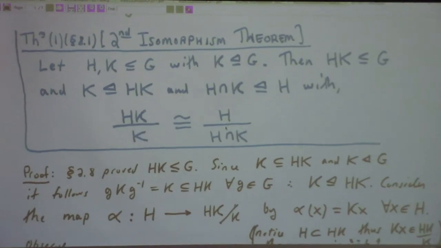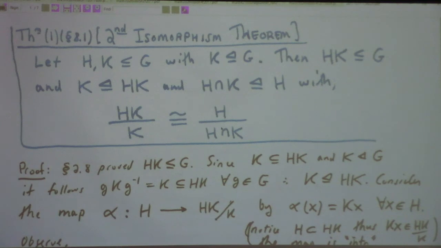Then we get the second isomorphism theorem, which is also called the Diamond Theorem sometimes. The reason it's called the Diamond Theorem, if I can find my eraser. Oh, there it is. So here we have the statement. We've got subgroups H and K of G with K normal in G. Then the product of H and K is a subgroup of G. K is a normal subgroup of the product, and the intersection of H and K is a normal subgroup of H. Furthermore, we have the relation HK mod K is isomorphic to H mod the intersection of H and K.